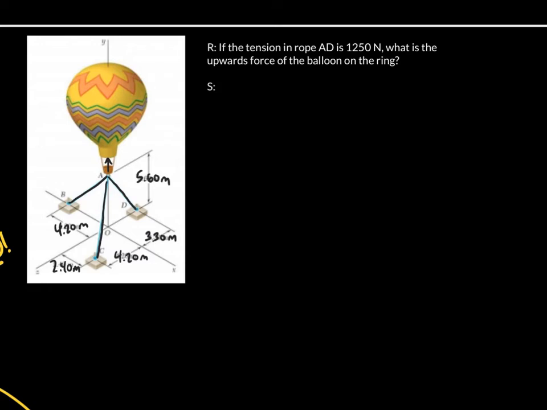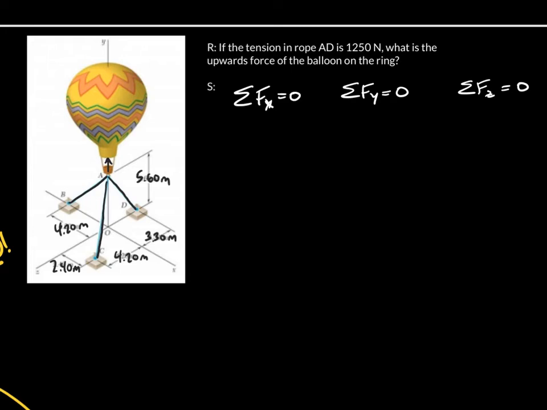Okay, so my equations are this. Sum of the forces in the x direction equals 0. Sum of the forces in the y direction equals 0. Sum of the forces in the z direction equals 0. As soon as I know that I'm summing forces, I need a free body diagram.